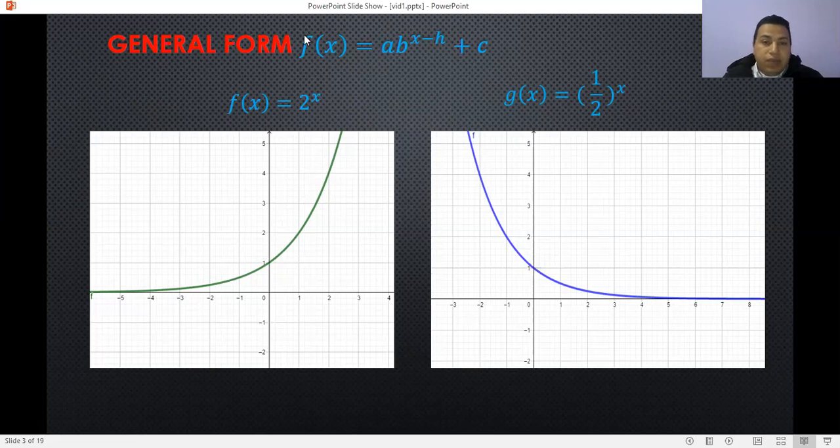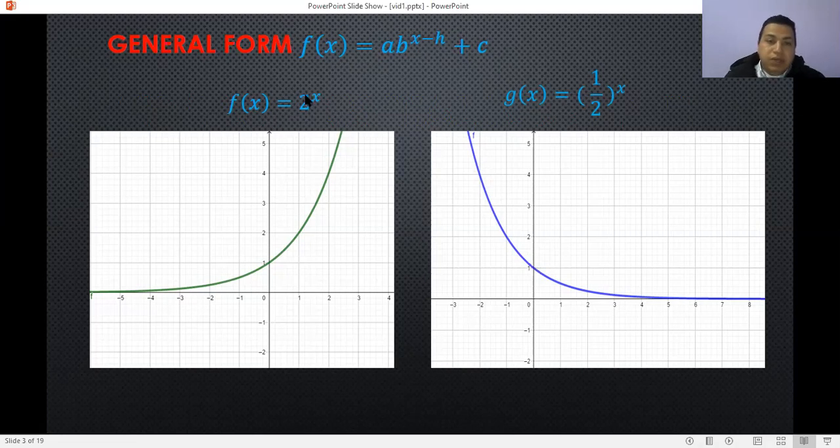And we have here, from the definition of the exponential function, that a is any number belonging to R, and b belongs to R positive, different from 1, and x belongs to R, and c is any number belonging to R. Then this is the general form of the exponential function. Then we have two different cases here: if the base b is greater than 1, and if the base b is between 0 and 1.